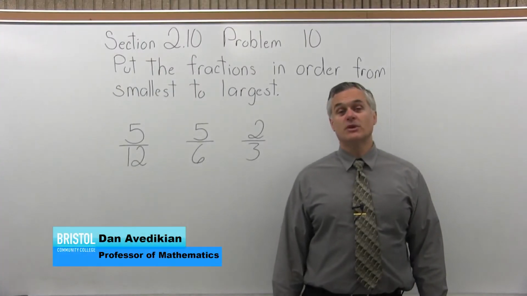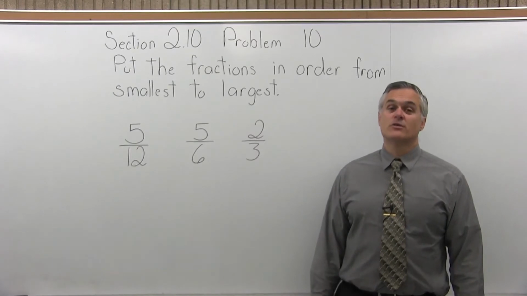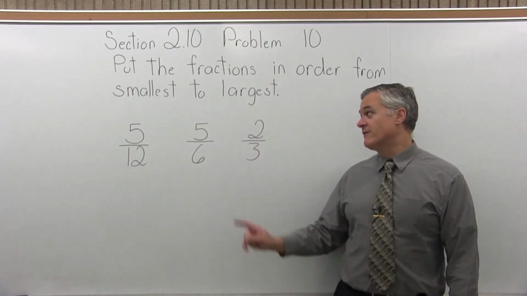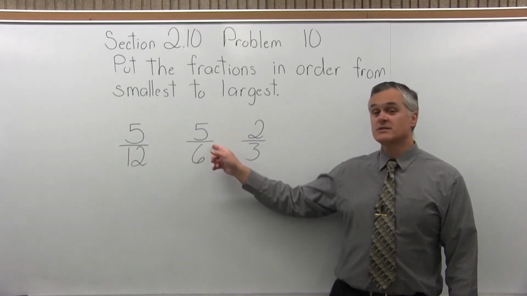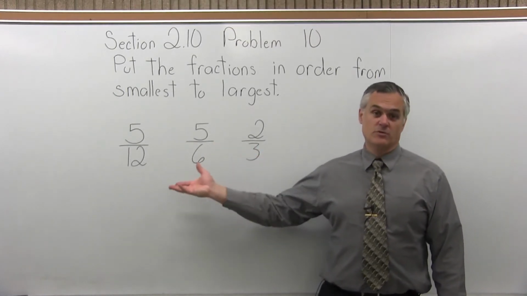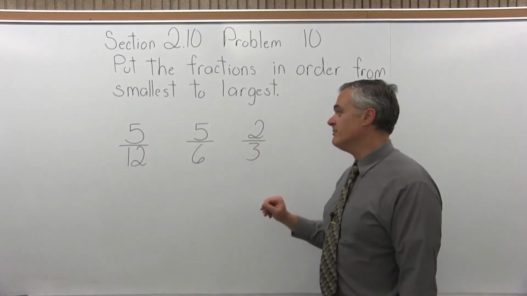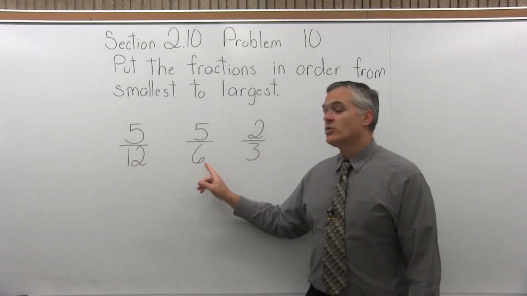This is Section 2.10, Problem 10. It says put the fractions in order from smallest to largest, and we have 5/12, 5/6, and 2/3. So in order to put them from smallest to largest, I need to see them over the same denominator. I can't tell the way they're written. So I have denominators of 12, 6, and 3.